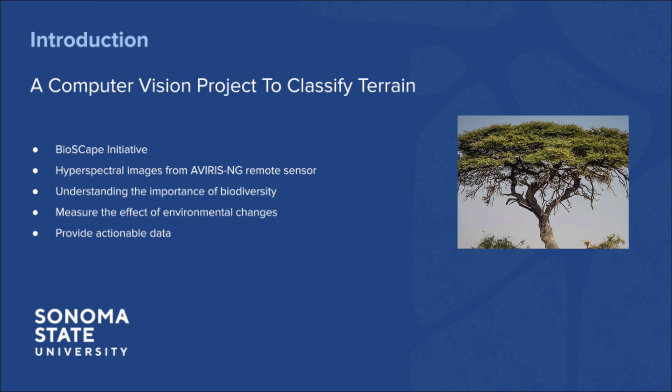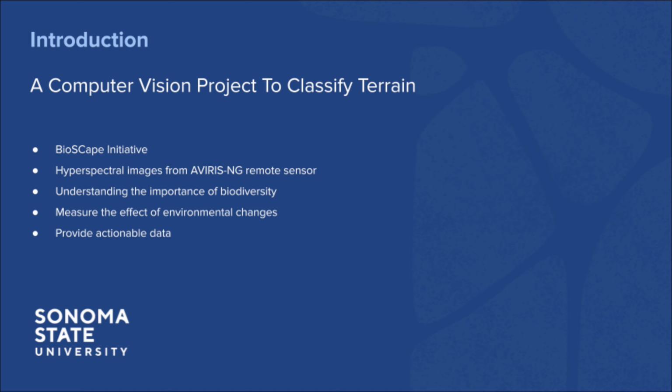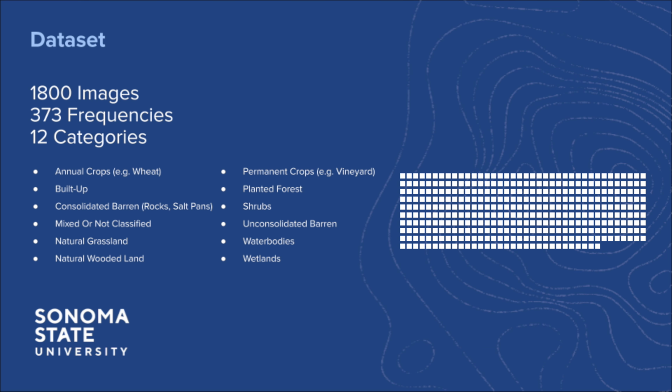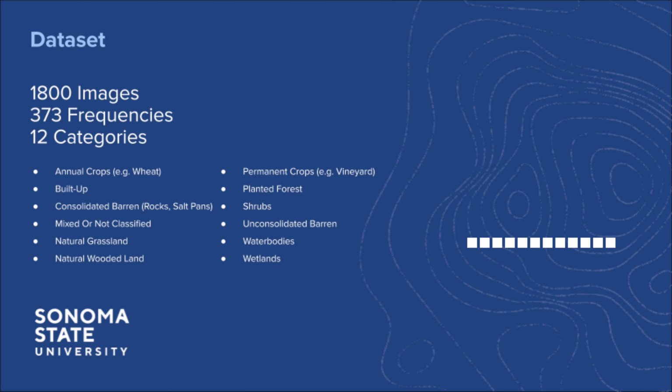Our task was to use a series of computer vision methodologies in order to develop a model that can properly classify terrain types from hyperspectral images. Our data, obtained from the Bioscape Initiative, has over 1,800 images, each with 373 frequencies, and 12 categories, including annual crops, built up, consolidated barren, mixed or not classified, natural grassland, natural wooded land, permanent crops, planted forest, shrubs, unconsolidated barren, water bodies, and wetlands.